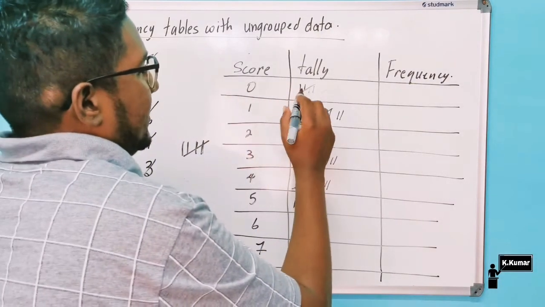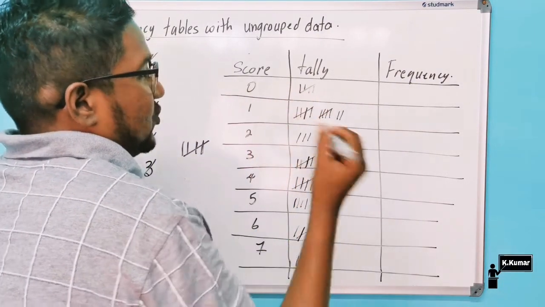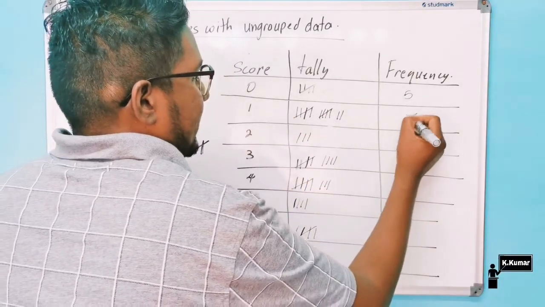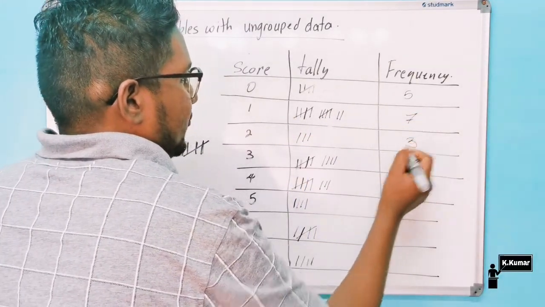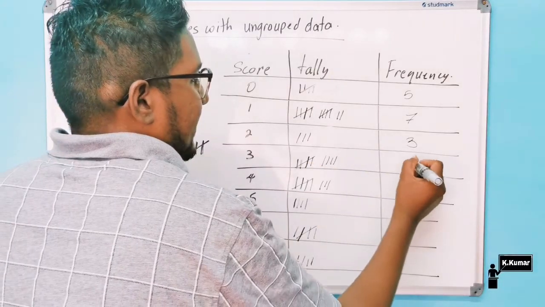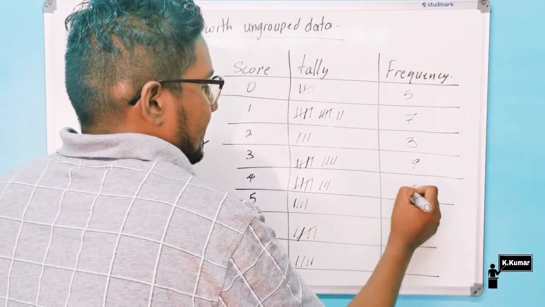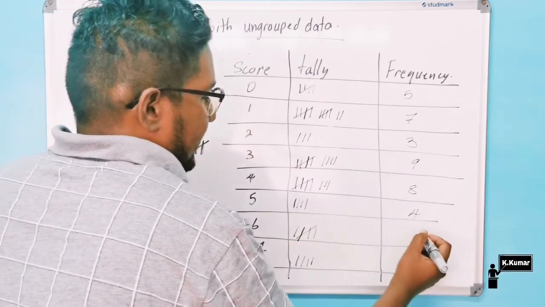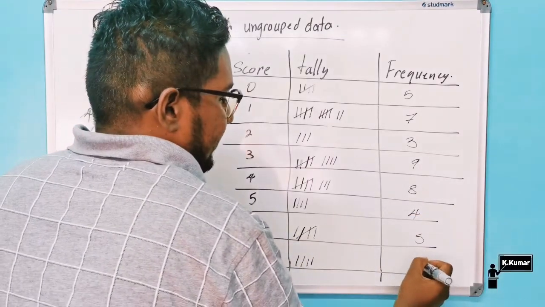So for 0, you had 1, 2, 3, 4, and the stroke means that this is 5. Here you have 5, 10, and 2, that's 7. Here you would have 3, 5 and 4, that's 9. 5 and 3, that's 8. This would be 4. This would be 5. And this would be 4.